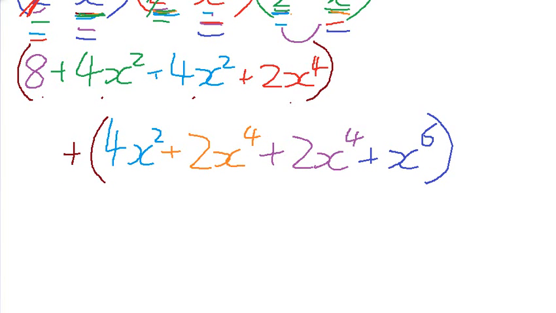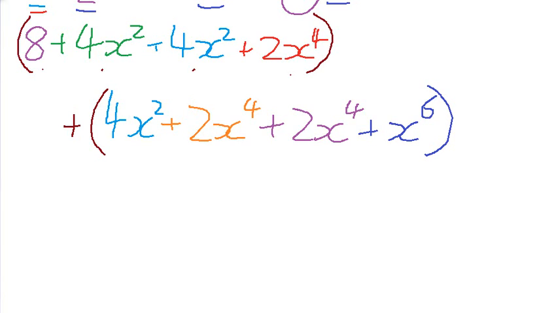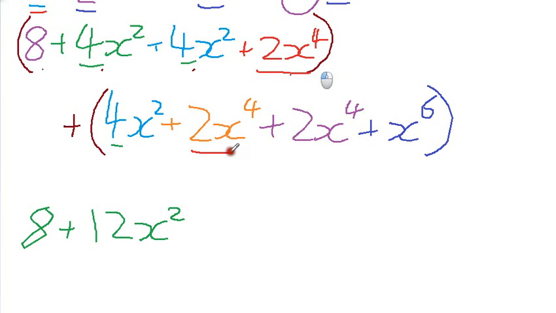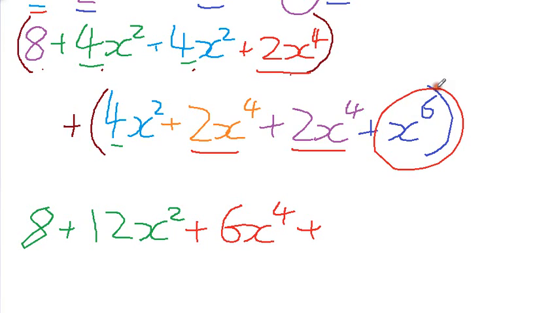So let's group all these terms together. We've got an 8, let's leave that 8 on its own there, so 8 plus, and then let's do the x squared, so we've got 4 plus 4 plus 4, so that's going to be 12, so 12x squared, go for red. Then we have the x to the 4, so we have 2 there, 2 there, and 2 there, so it's going to be plus 6x to the 4, and then finally we are going to have our x to the 6, so plus x to the 6.